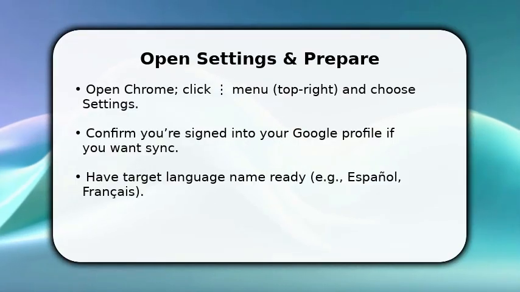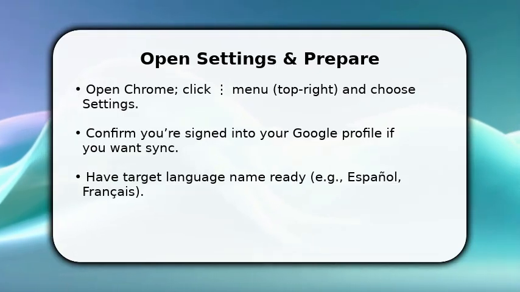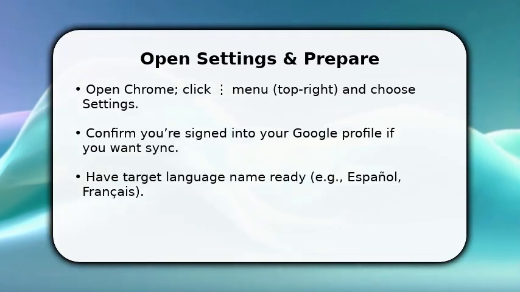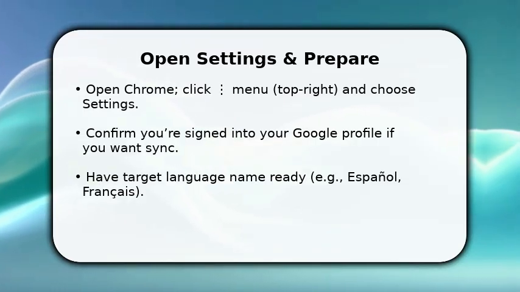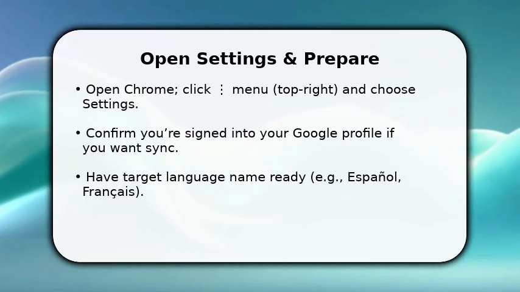You start by opening Chrome and going straight to Settings. This gets you where Language Controls live. Once in Settings, make sure you're signed into your Google profile if you want changes synced across devices.